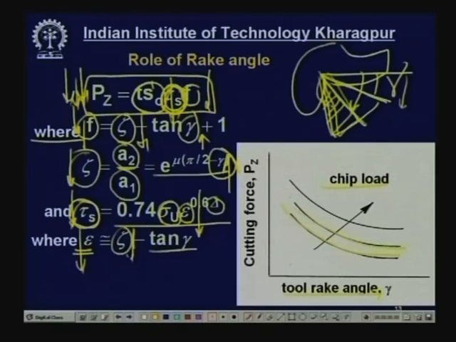Besides that, the heat that develops will remain confined in a small volume. So, temperature will be high. If we keep it wide, then a large area or large volume of the tool will absorb the heat and temperature will be less, and it is the temperature that controls the tool life, not the heat.